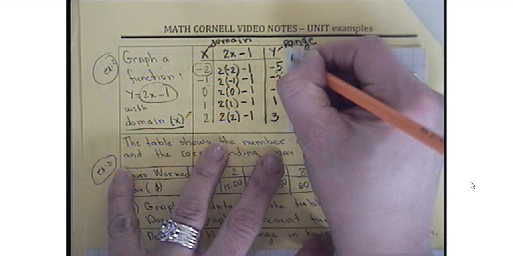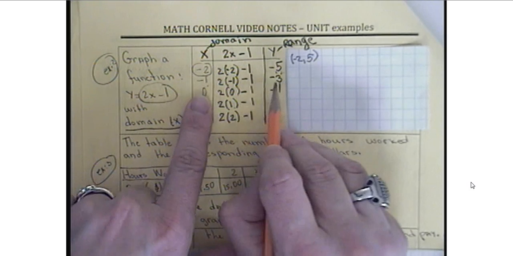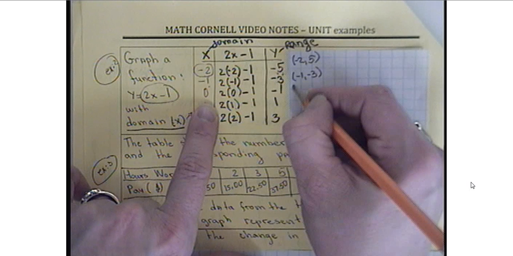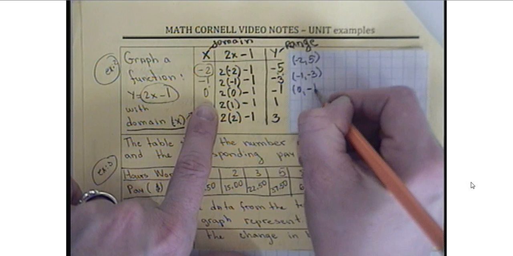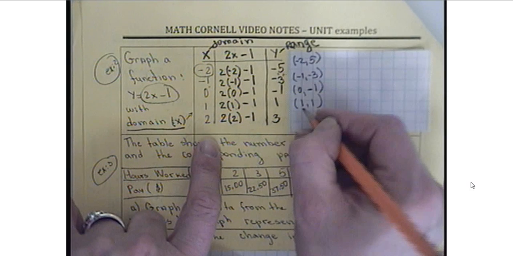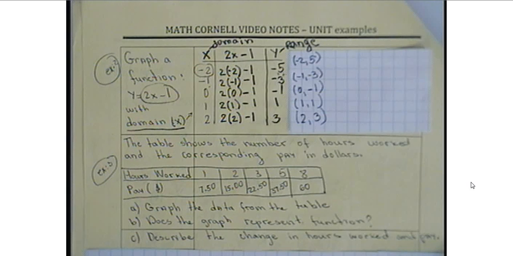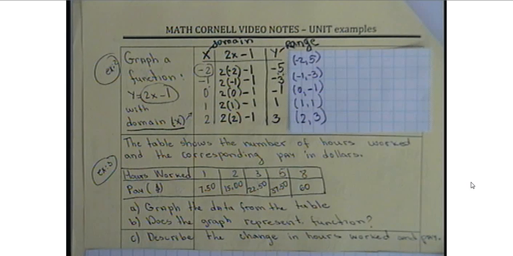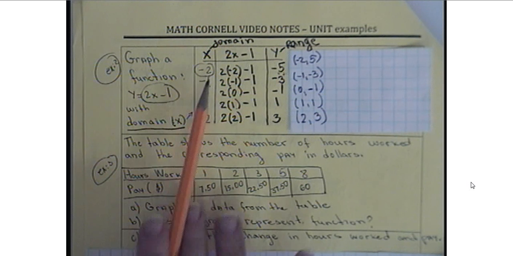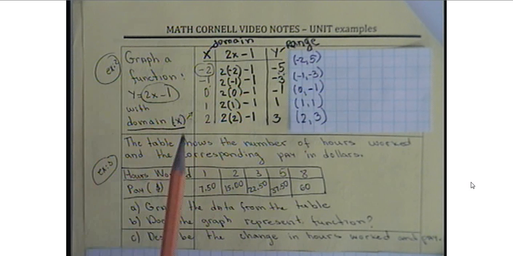So the coordinates of the points we need to graph will be, and I'm going to write them here: negative 2 and negative 5. So this is the first one. Second one will be negative 1 and negative 3. Third one is 0 and negative 1. Fourth one is 1 and 1. And the last one is 2 and 3. And all those are points we just calculated by using a table and a function with some given values for x.